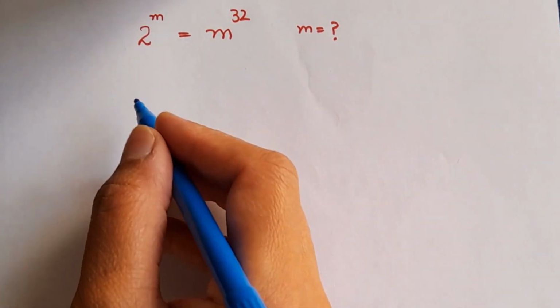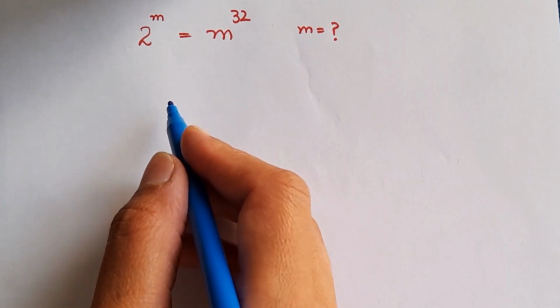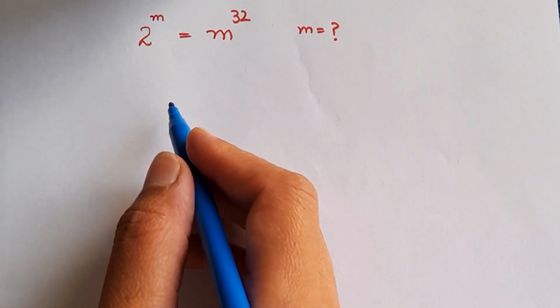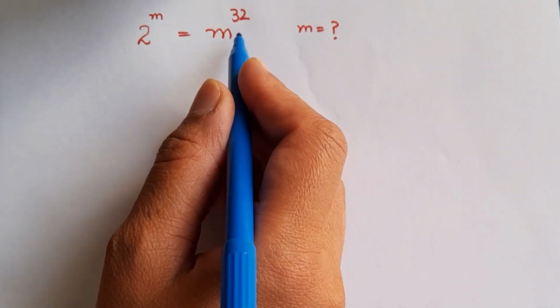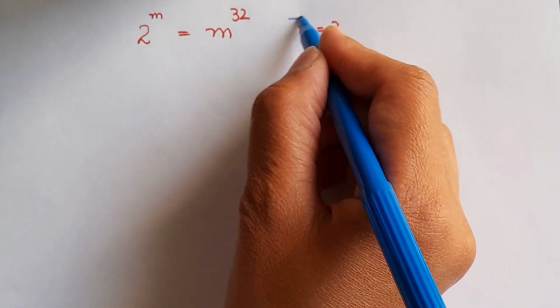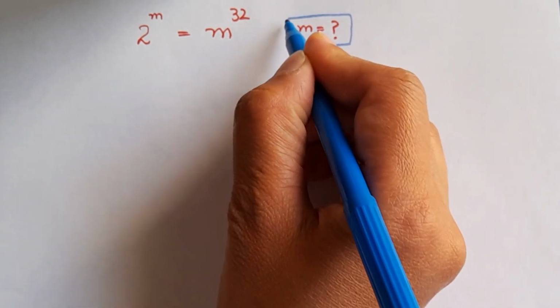In this video tutorial, we have a very nice exponential equation: 2 to the power m is equal to m to the power 32. We have to find the value of m in this problem which satisfies this equation.